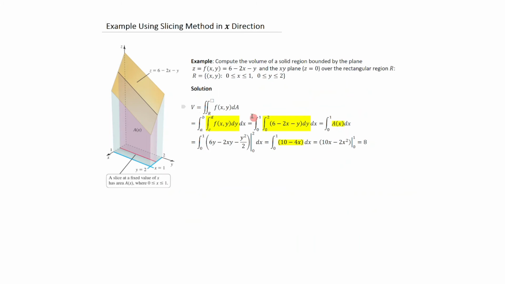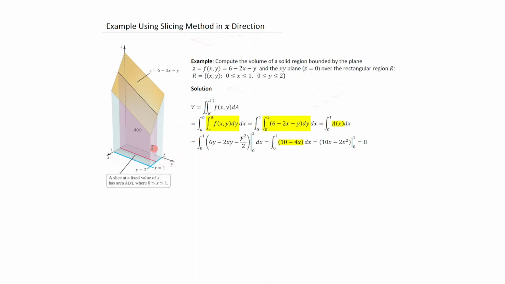All right, so let's do an example using a slicing method in the x direction. We want to compute the volume of the solid region bounded by the plane z equals 6 minus 2x minus y, which is this one, and the xy plane, which is this one down here, over the rectangular region R: 0 ≤ x ≤ 1, 0 ≤ y ≤ 2. So it's basically in the first octant. So it's in this region here. So you have the limits of x equal 1 and the limits of y equals 2 here. So this is a picture that you'd be drawing. Okay, and you're interested in the volume in here.